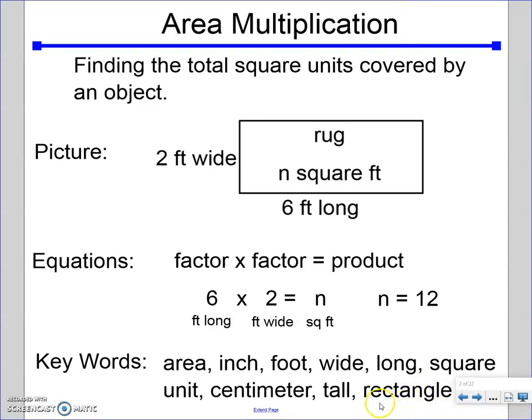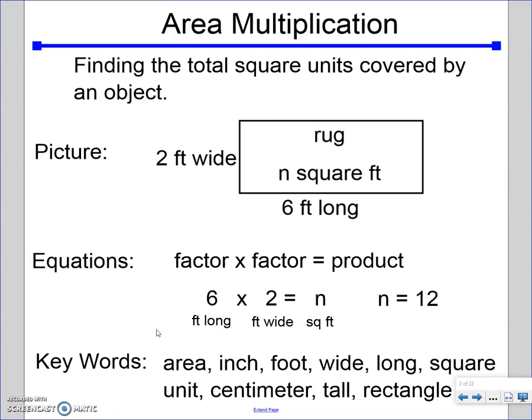Our first problem type was area multiplication, where you're finding the total square units covered by an object. You know in an area problem there's some kind of rectangular object. We know how long and wide the object is, and we're trying to find the total square units or the total area of the object. To solve an area multiplication problem, we multiply.